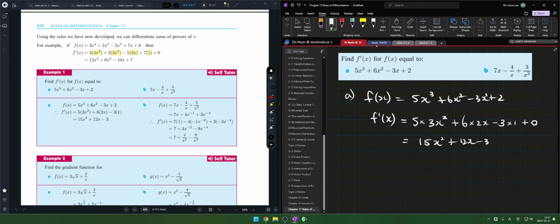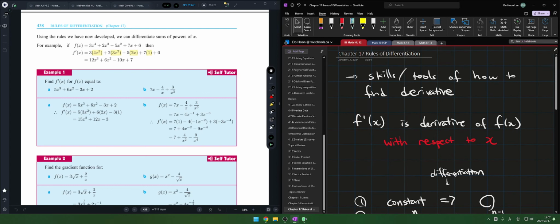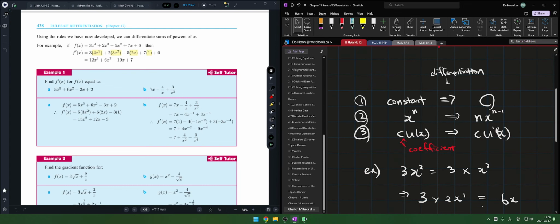Yes, Borna? Why does the second rule work? Like the one where you bring the exponent down? So you can prove it. You know it works if you try to use the first principles of calculus. All the skills that we're learning in this topic, as I said, this topic is about skills and tools of how to find derivatives. All the things that work here are always provable by using first principles calculus. So if you wonder how it works, try the first principles calculus.